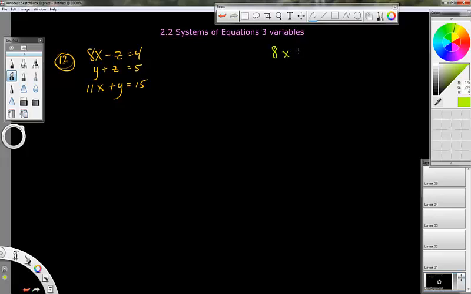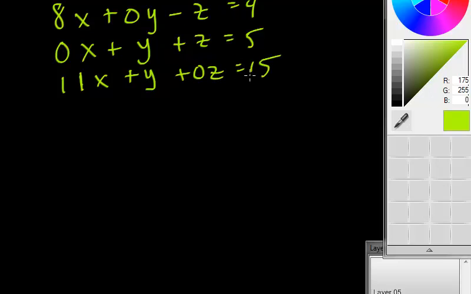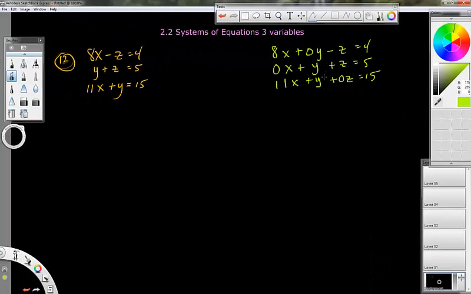8x, and then there's no y, so we could say plus 0y minus z equals 4, just to put a space filler in there. And then this second one would be 0x plus 1y plus z equals 5. And then 11x plus y plus 0z equals 15. You could do this and then do the method like number 11 yesterday. You could do that. But that's going to, again, take you all day to do that.